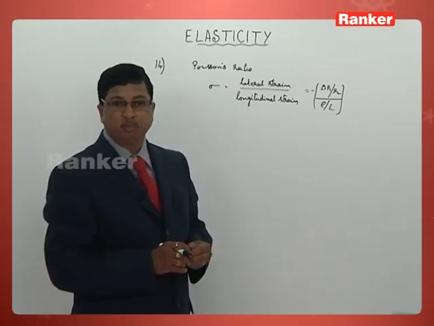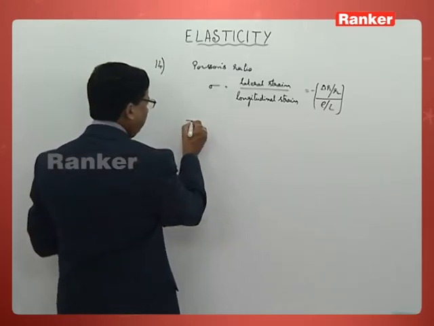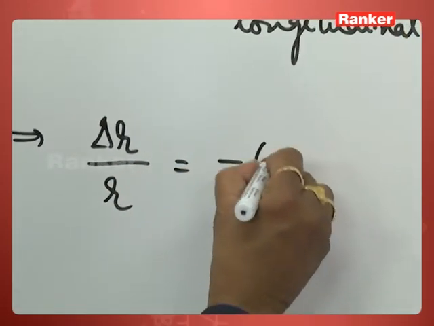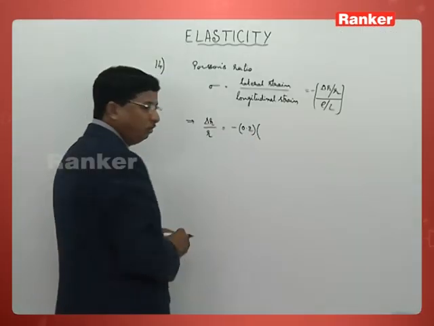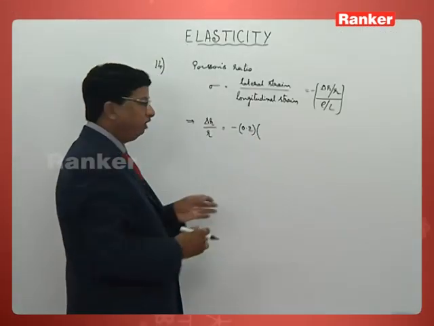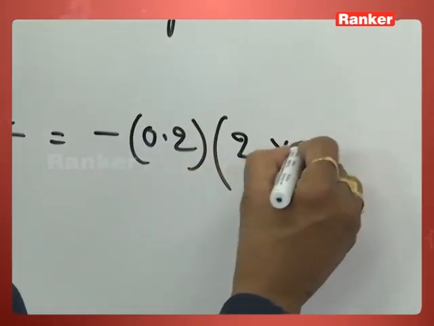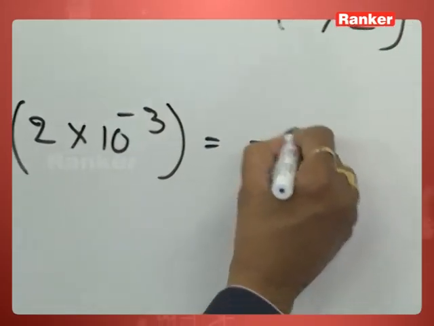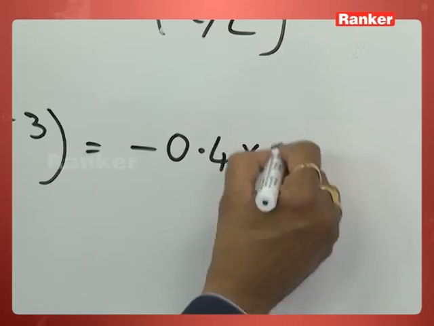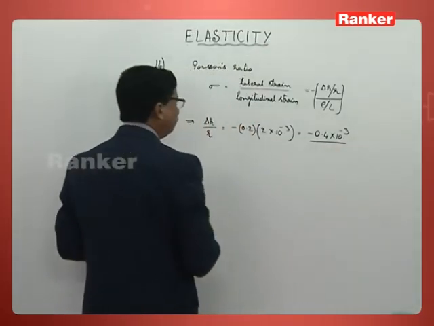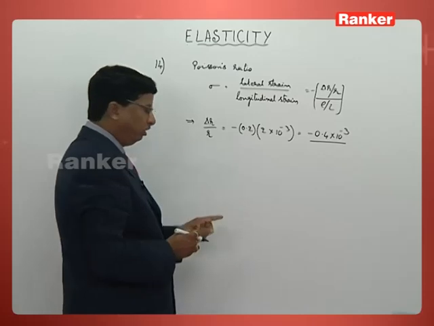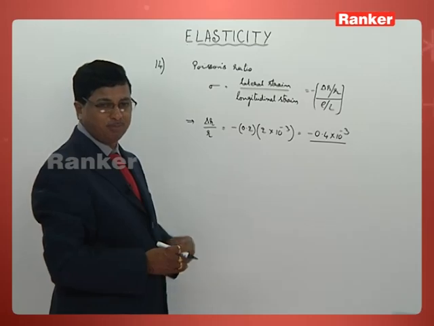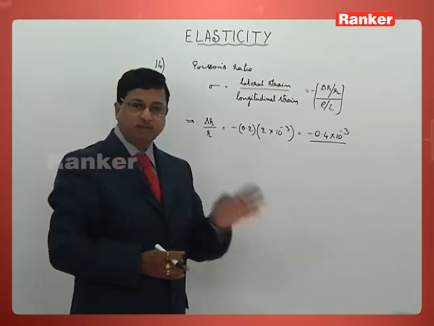So in this particular problem, sigma is given 0.2 for us, and this longitudinal strain is given 2 into 10 power minus 3. So first of all, you estimate what is the value of delta R by R. That is minus 0.2 into the other value that is given, 2 into 10 power minus 3. Write that one over here. So you can rewrite the same this way, minus 0.4 into 10 power minus 3. That is going to be the lateral strain, that is delta R by R, what we have got according to the calculation.